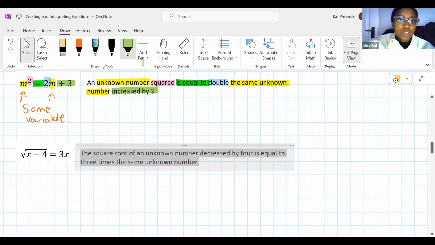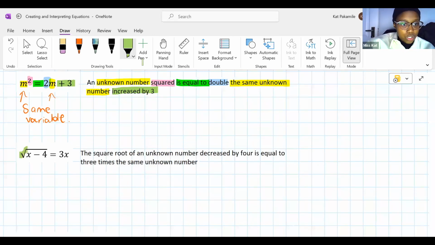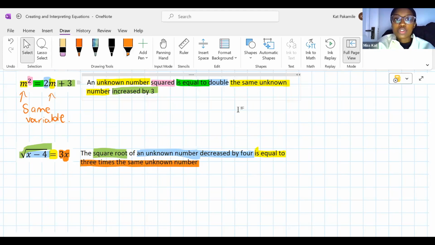I'm just going to color code this one quickly. The square root, just the symbol up there, of an unknown number. Okay, an unknown number decreased by 4. So there's the unknown number decreased by 4 is equal to, there's our equal sign, 3 times, okay, we need more colors. Let's see if this orange works. 3 times the same unknown number. So it's 3 times the same number, which is x. Okay, Lunati, I'm assuming you have a question.